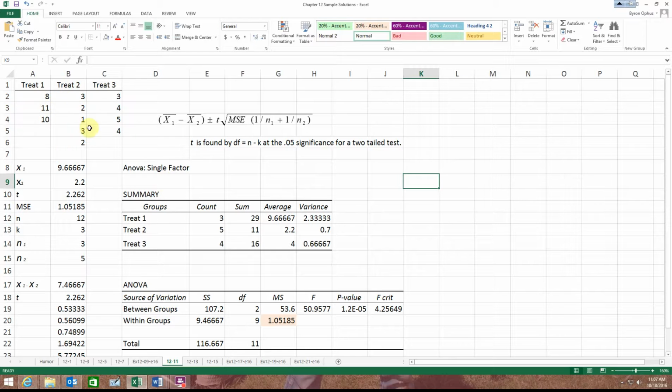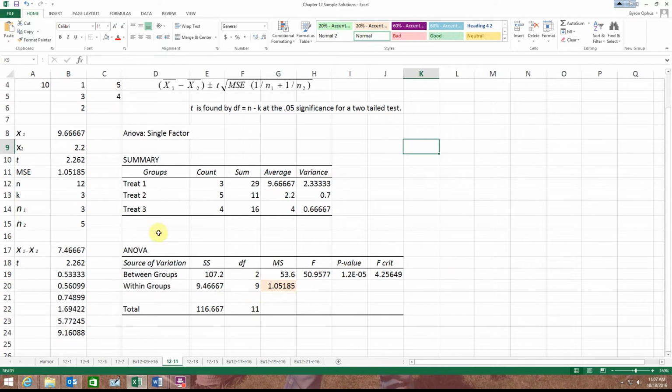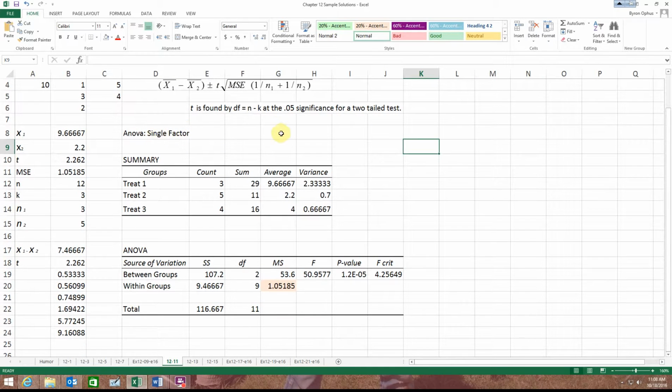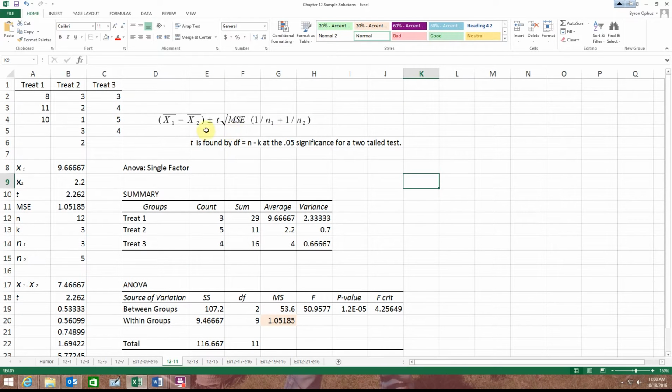So in this case, I've got these three treatments, and I run my ANOVA, and sure enough, my F is 50.9, so it's huge, and my critical was, like we've had in the past, 4.26. So I reject the null hypothesis, and I conclude that these are definitely unequal, and you can kind of tell that by looking at them, right? But now I want to determine what if one or the other may be equal or unequal?